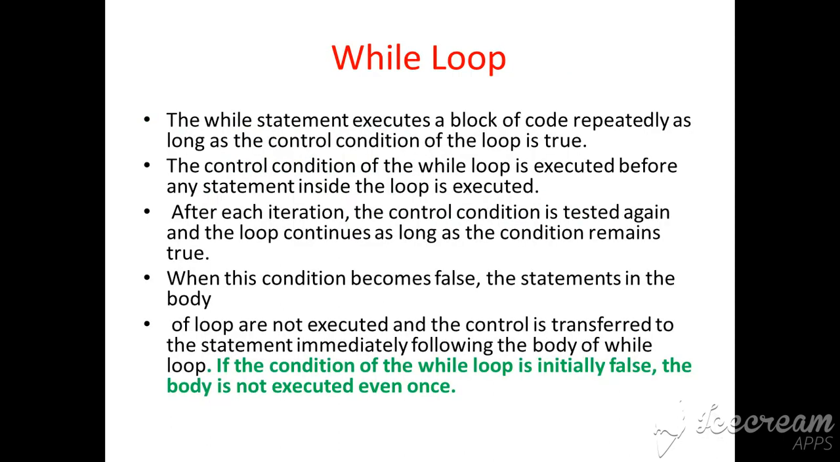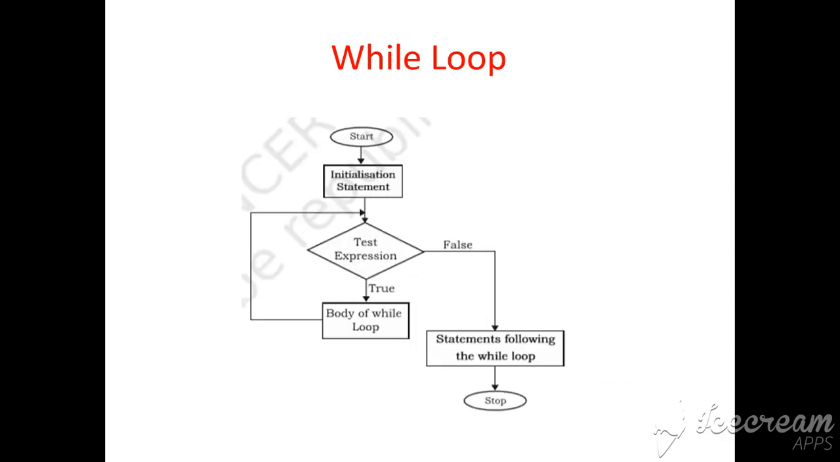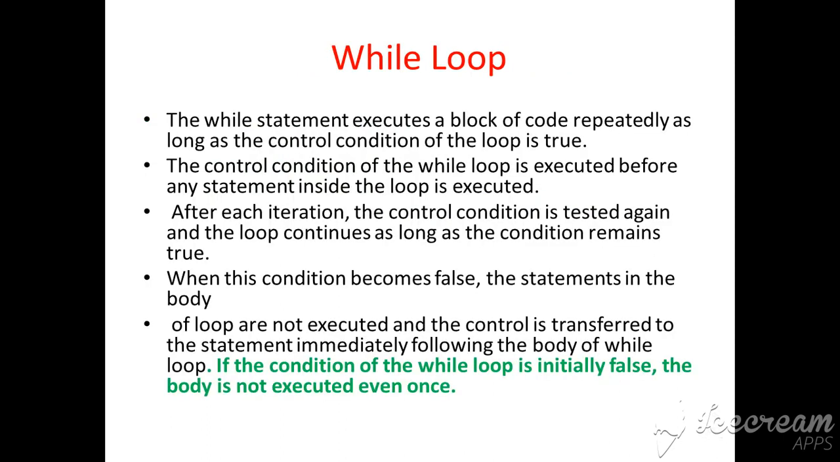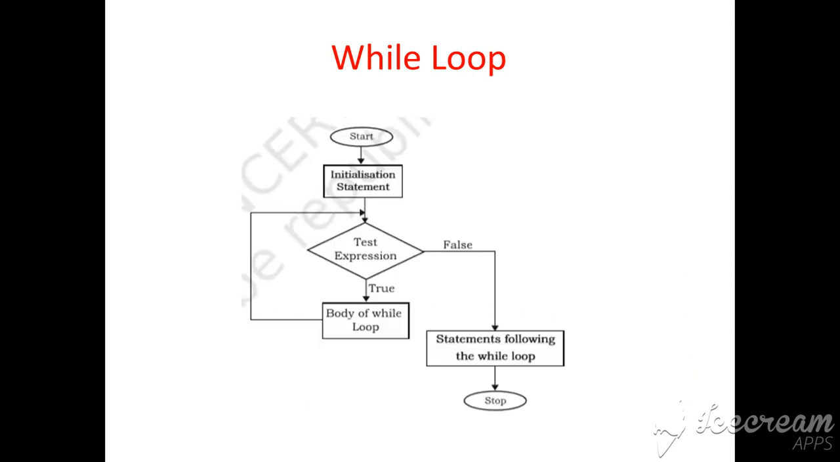If the condition of the while loop is initially false, the body is not executed even once. This is an important point. If the count value is less than or equal to 5, then only the body of the loop is executed. Assume that initially the count value is 6; then the loop is not executed even a single time. That's why it is written that if the condition of the while loop is initially false, then the body is not executed even once. So this is the working of the while loop.